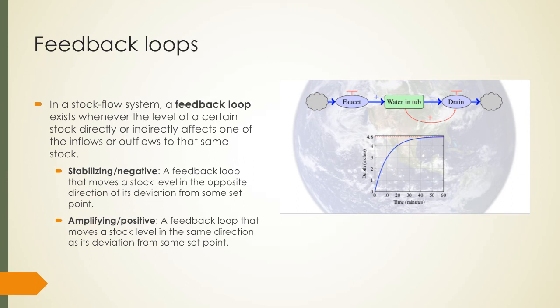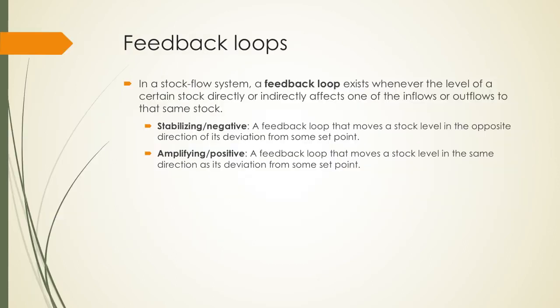Similarly, if we happen to have a bathtub stock level that was above the equilibrium, the flow out of the bathtub would exceed the inflow, and as a result would slowly move down toward the equilibrium level. This then represents a stabilizing or negative feedback loop. Let's also consider an amplifying or positive feedback loop.